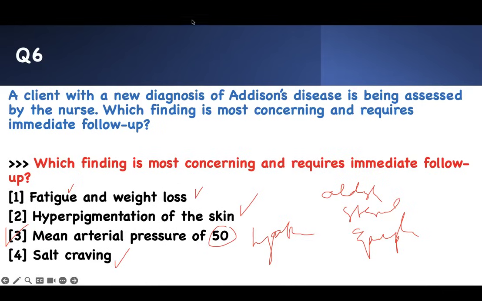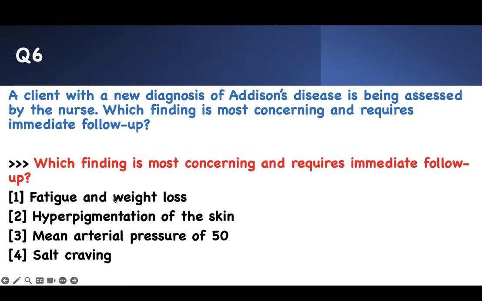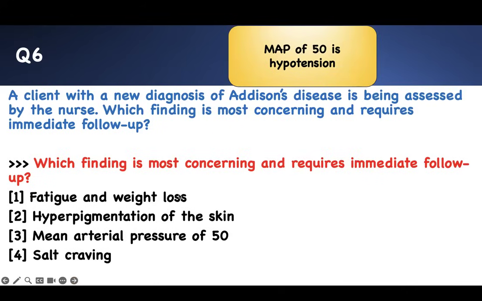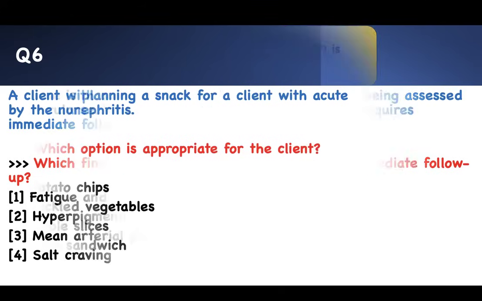These are test-taking strategy and NCLEX review questions I want you to master before you take your NCLEX or in nursing school. And this is content review in addition to pharmacology. And therefore, a MAP of 50 is hypotension.